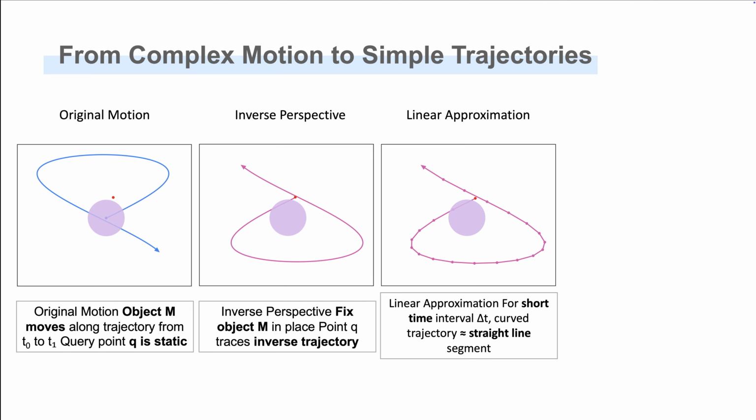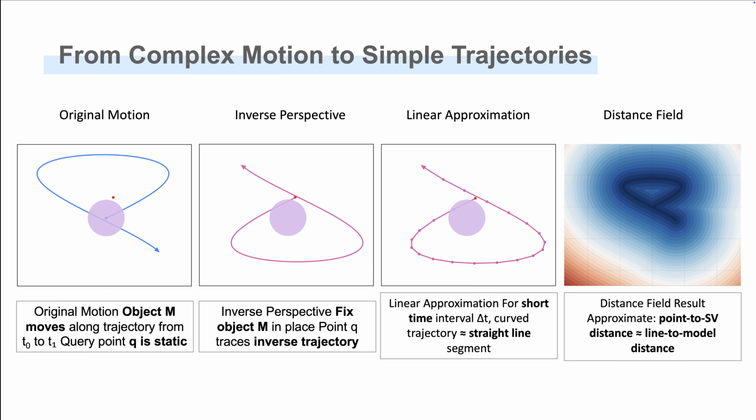With this linear approximation, we can efficiently compute the distance. The distance from point Q to the swept volume becomes approximately the distance from this line segment to the static object M. So we've reduced the swept volume distance computation to a simple geometric query, line-to-model distance. And we can compute this efficiently for every point in space, giving us a complete distance field.